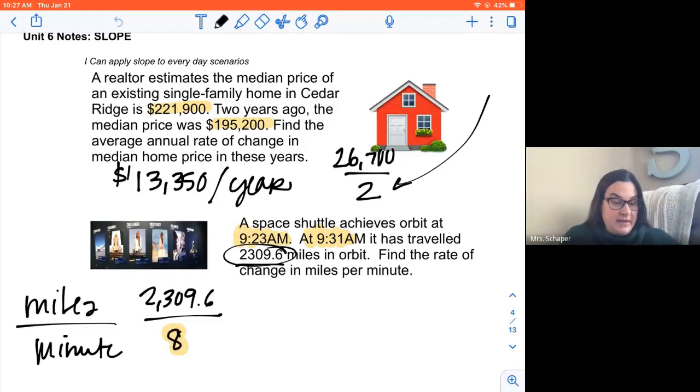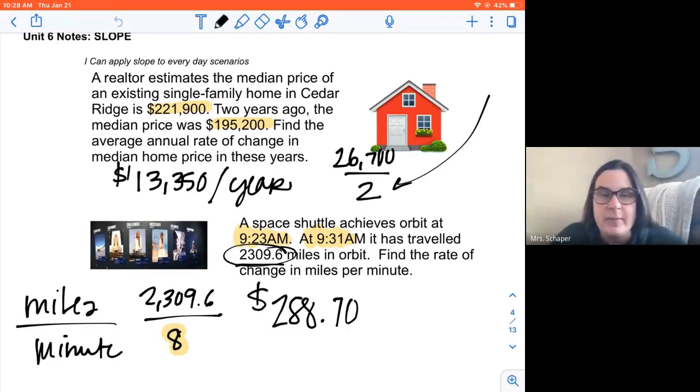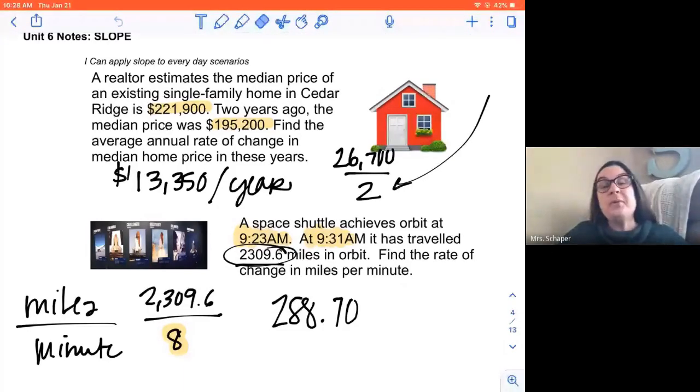Okay. Now we want to know per minute. So I'm going to take that amount. I'm going to pull up my calculator and I'm going to do 2,309.6 and I'm going to divide it by 8. So 288 miles, 0.7 per minute. This is miles per minute.